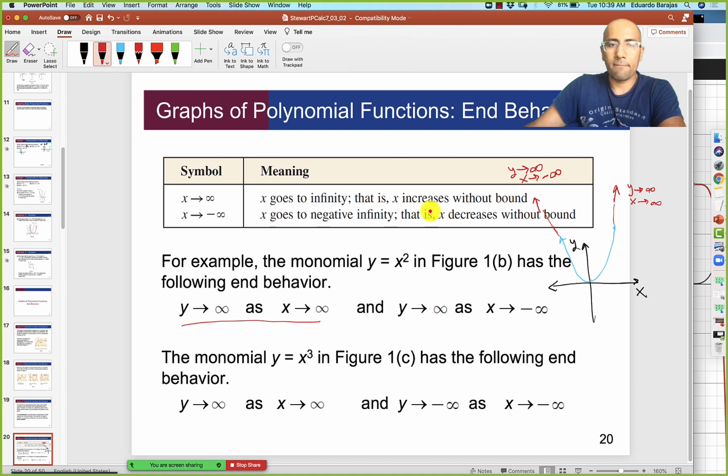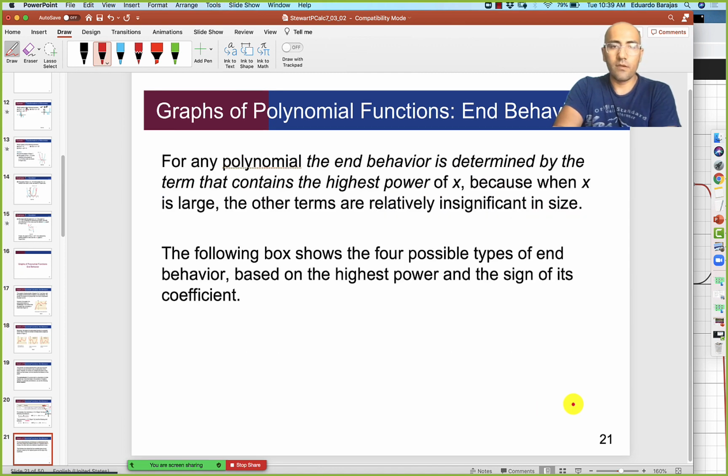Good. And something similar happens, but this behavior applies when we have x to the power of 3. y goes to positive infinity as x goes toward positive infinity, so the same as this one. But then y goes down toward negative infinity as x goes toward negative infinity. Okay. So for any polynomial, the end behavior is determined by the term that contains the highest power of x, because when x is large, the other terms are relatively insignificant in size.